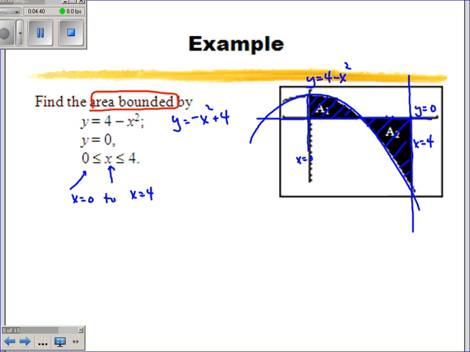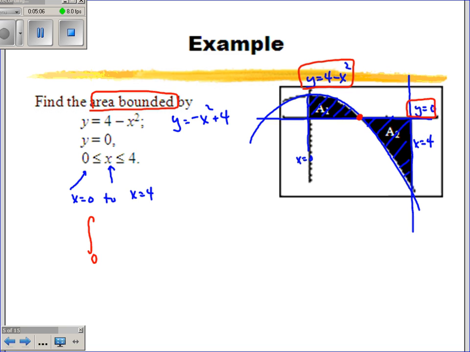If I want the area, we need to do it as two separate integrals. So you're going to have to do the integral from 0 to whatever place this curve crosses the x-axis. You've got to determine that intersection point. That's where this function is crossing the line y equals 0, so where that curve and that line are intersecting.